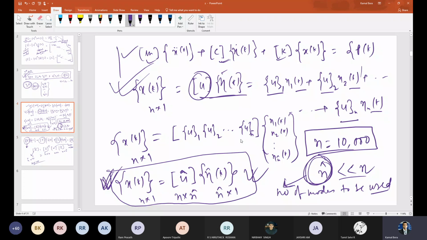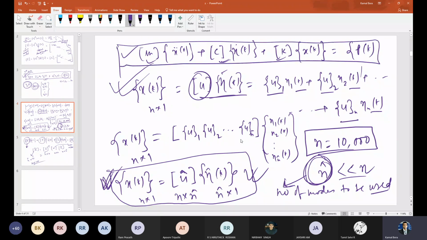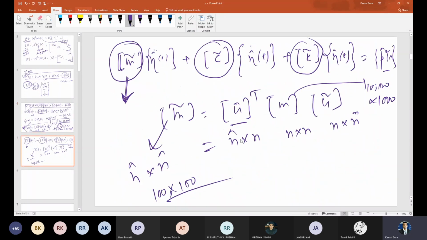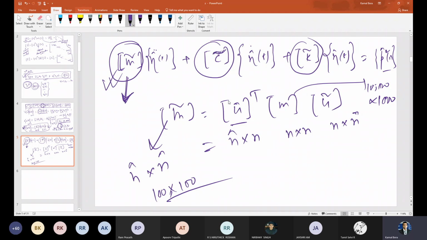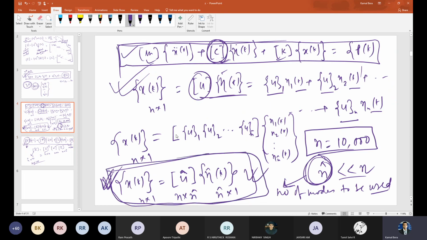So instead of solving these n equations, which were coupled, if I want to use only 100 modes or 10 modes, my system dimension is getting reduced. Even if the damping matrix is such that we are not able to uncouple it, let's say it is not a classical damping matrix, then C hat will not be a diagonal matrix. That means you will not get single degree of freedom equations. But still, the size of the system becomes reduced due to this modal transformation, using truncated modes.